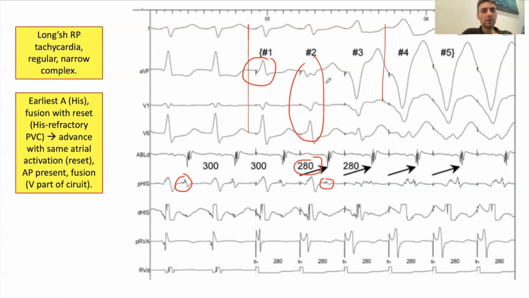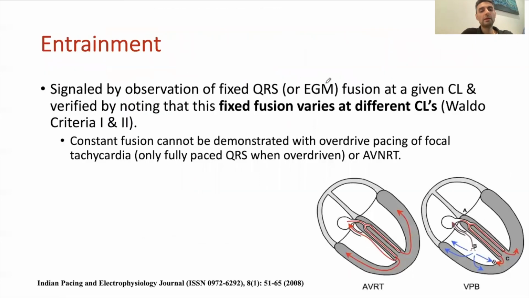So again you fuse with reset, it's now a His refractory PVC. You advance the A with similar atrial activation, then an accessory pathway is present and is participating in the tachycardia, okay.